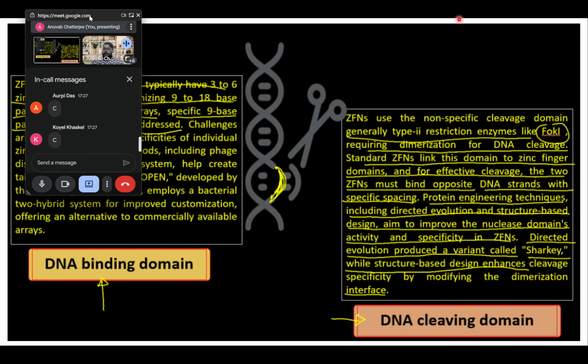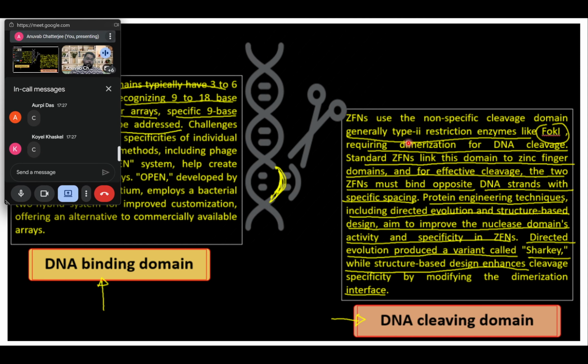So this was about the DNA binding domain, and for the DNA cleaving domain, ZFNs use a non-specific cleavage domain, generally type 2 enzymes such as FokI, which require dimerization for DNA cleavage. So standard ZFNs link this domain to zinc finger domains for effective cleavage, and the two ZFNs must bind opposite DNA strands with specific spacing. Protein engineering techniques including directed evolution and structure-based design aim to improve the nuclease domain's activity and specificity of ZFNs. Directed evolution produced a variant called Sharkey, while structure-based design enhances cleavage specificity by modifying the dimerization efficiency.